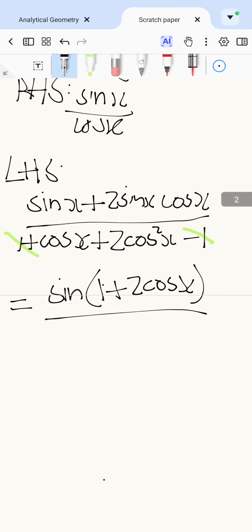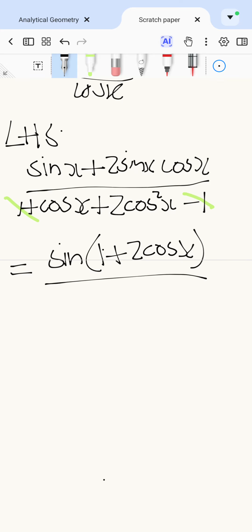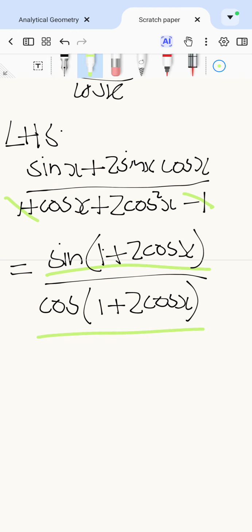Again, two terms. What are we going to do? Let's take out the common factor. So we're going to factorize. Let's take out cos as a common factor. Cos divided by itself leaves us with 1, plus cos squared divided by cos is going to leave us with 2 cos x. And now there's one term on top and one term at the bottom.